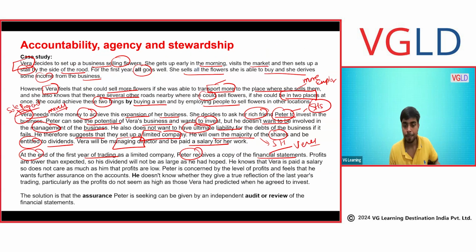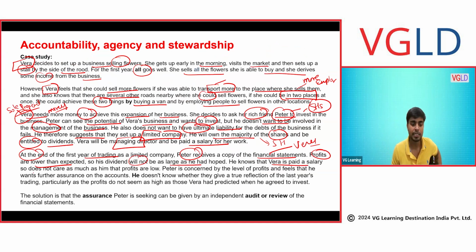So what happened here? Peter received the financial statement, basically a report by the director. And he saw that the profits are lower than expected. So when Peter invested, let's say 5 crore, he was expecting a 50 lakh profit. But he saw the profit was only 20 lakh. So Peter was concerned about why Vera was not able to sell basically flour. His dividend will not be as large as he had hoped.